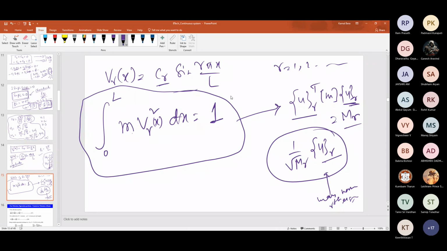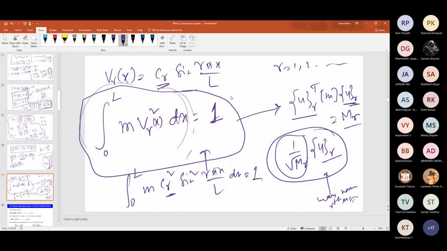First of all, you integrate it and tell me what you get. Then you just divide by whatever you get. Or I can put it directly: the integral from 0 to L of m C_r squared sin squared(rπx/L) dx equals 1. Then I can directly find C_r, the coefficient. This multiplying factor is what I have to multiply with the eigenvector to make it normalized. Let's say this multiplying factor is C_r.